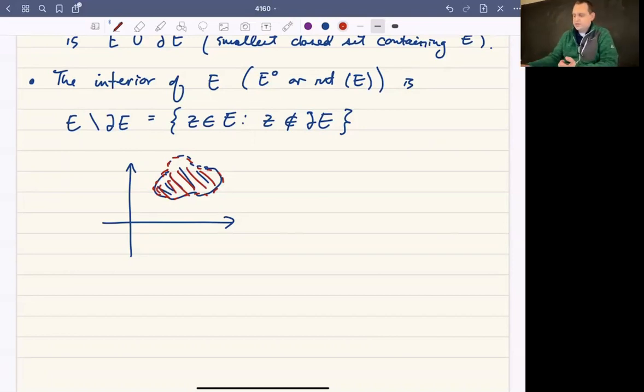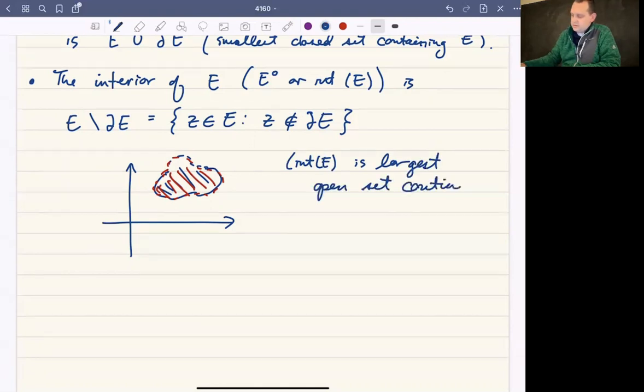The interior of E is actually the largest, let me use the book's notation. Sorry, I'm fighting against my own habits here. The interior of E is the largest open set contained in E. Okay, so it's the largest open set that's a subset of E. That's the interior of E.